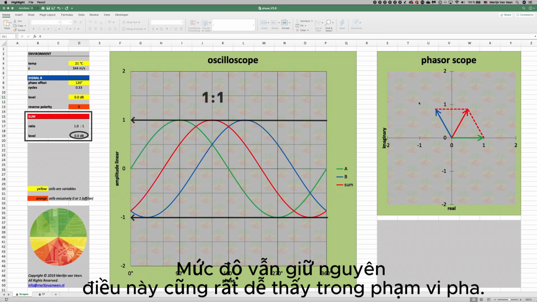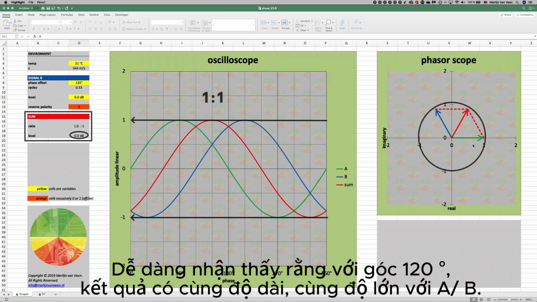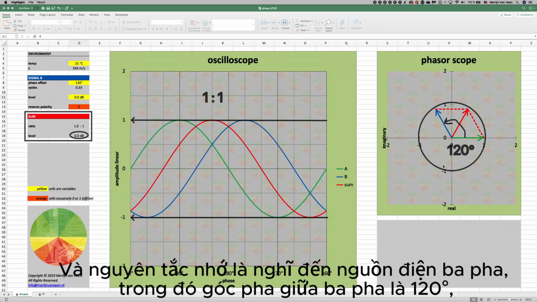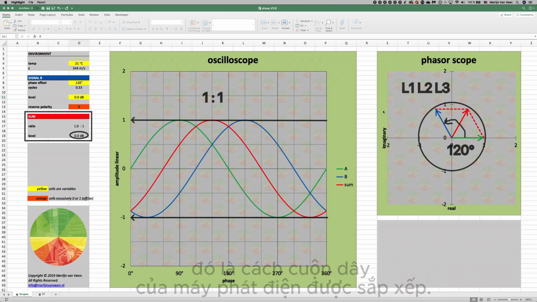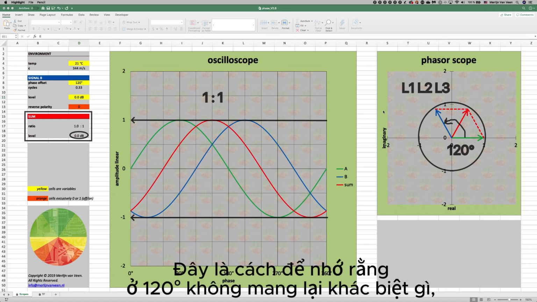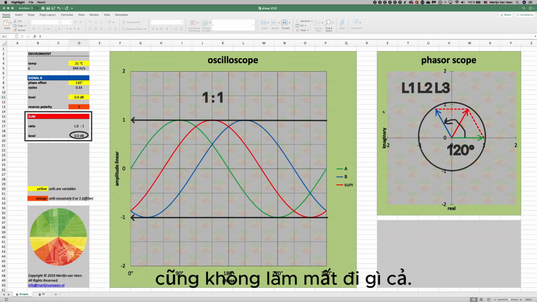It's also very easy to see in our phasor scope. It's easy to see that with a 120 degree angle, this is the 120 degree angle that we're talking about, the resultant has the same length, the same magnitude as either A or B alone. And the rule of thumb that I use to remember this is to think of three-phase utility power, where the phase angle between the three phases is 120 degrees, because that is how the coils in the generator have been arranged. That's how I remember that 120 degrees doesn't gain you anything, but it also doesn't lose you anything.